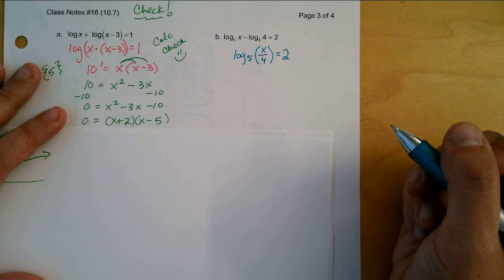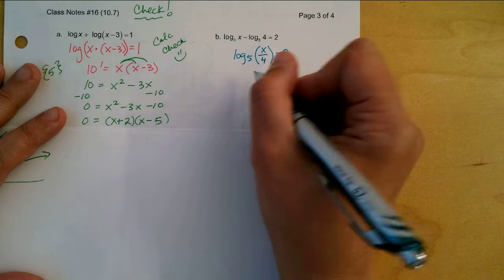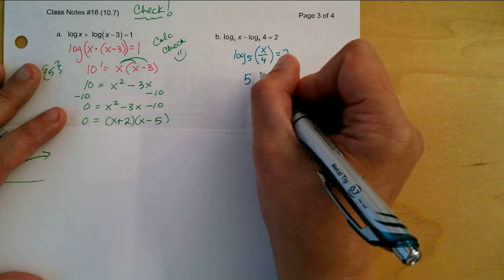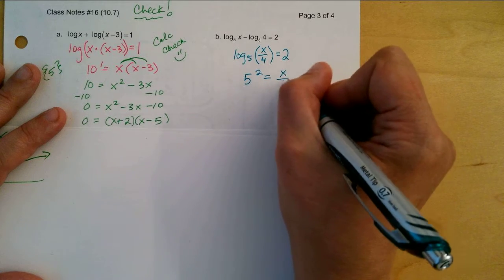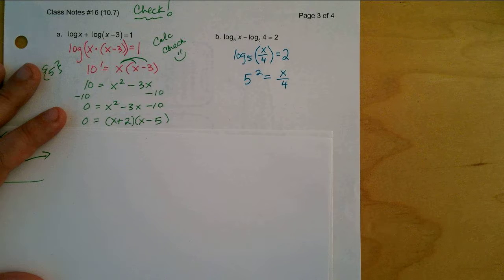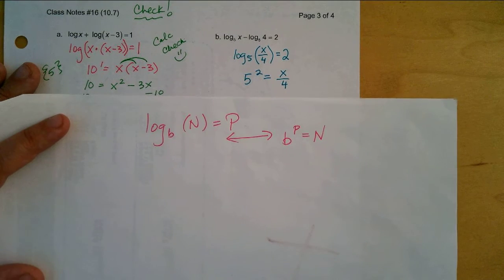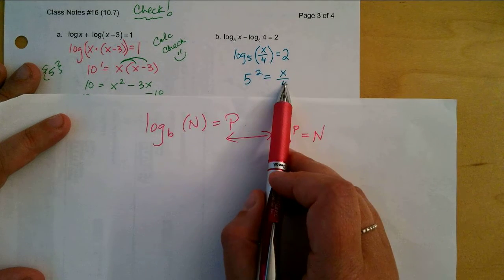And now, what could we do from here? Yes, we can. How would you switch it? So 5 squared, x over 4. Excellent. 5 squared equals x over 4. That's using the definition of logarithms. See here. Switching it up, using the base to the power equals the number.